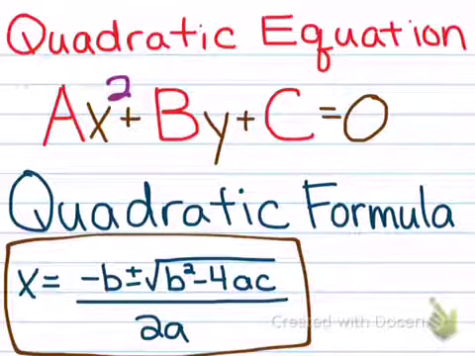It says x equals negative b plus or minus, which is a plus on top and a minus on bottom, the square root of b squared minus 4ac all over 2a. Make sure you write it down exactly how I wrote it down. Now we're going to try one. First we need to write down the steps.